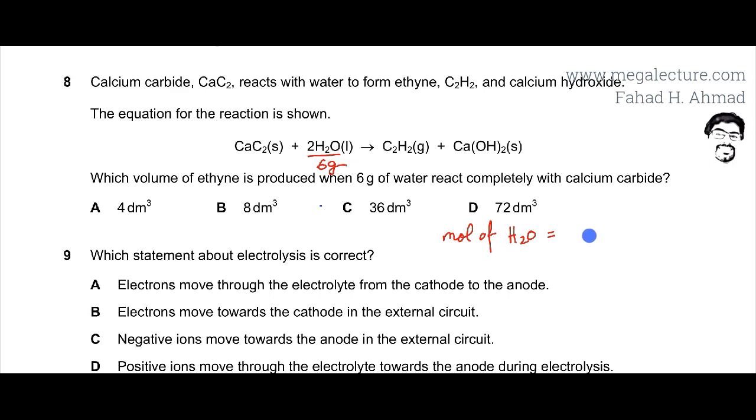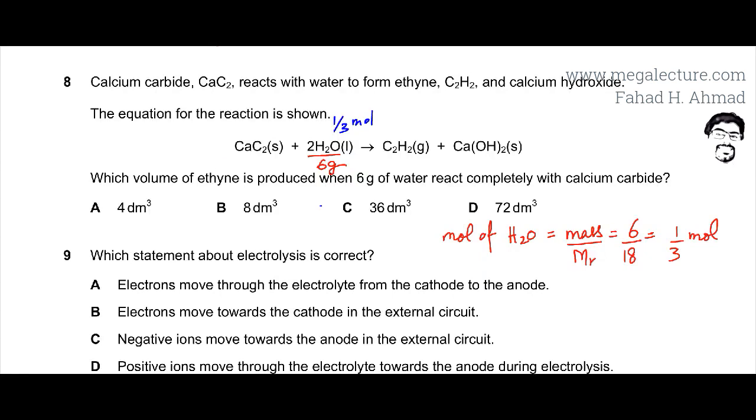Moles is mass divided by the Mr of the molecule, which in this case the mass is given as 6 grams, and the Mr of H2O is, there are two hydrogens and one oxygen, so 16 plus 1 plus 1, that's 18. So it's 6 divided by 18, which comes out to be equal to 1/3 moles. So I have 1/3 moles of H2O over here.